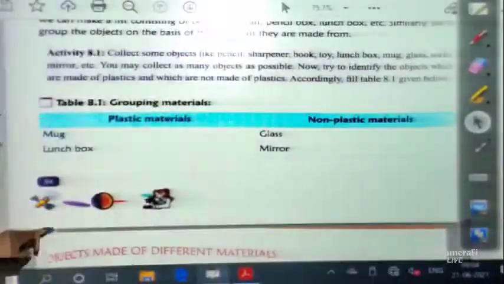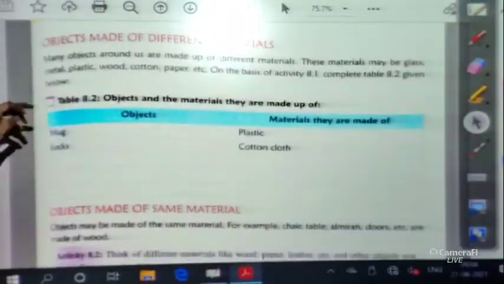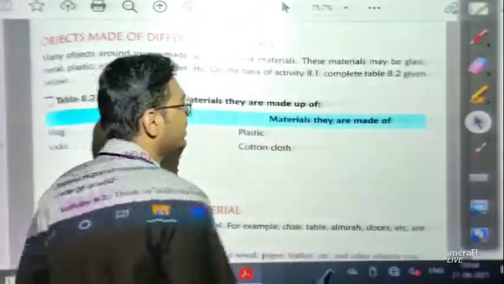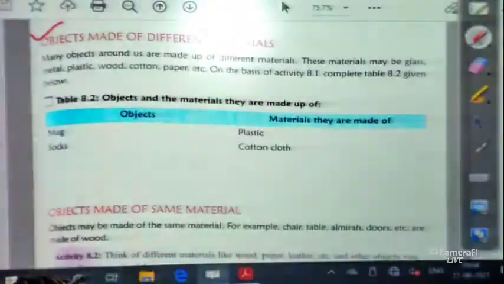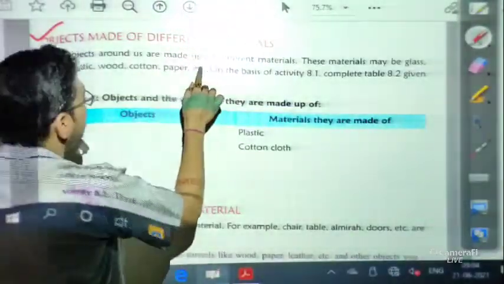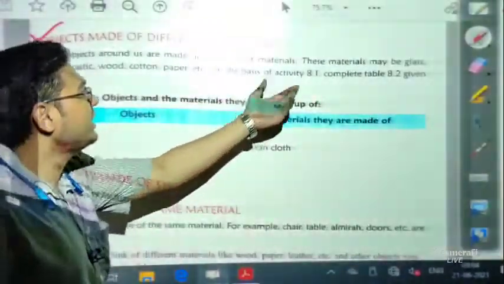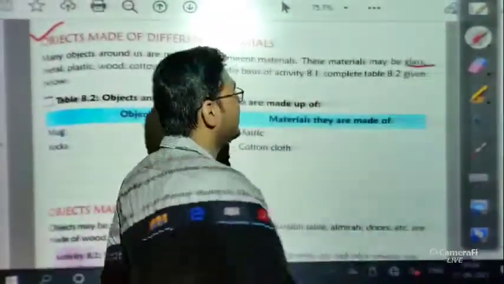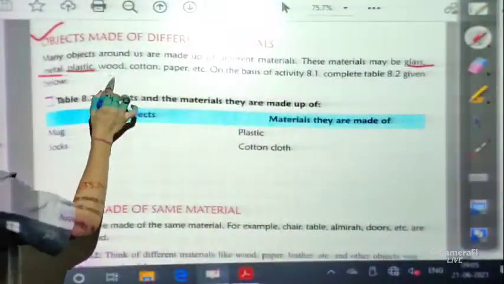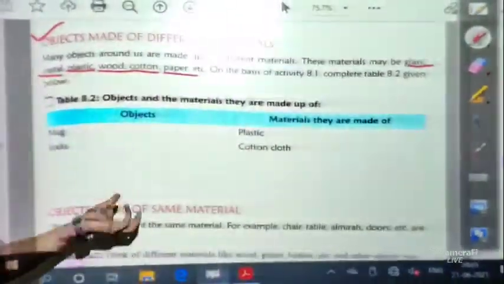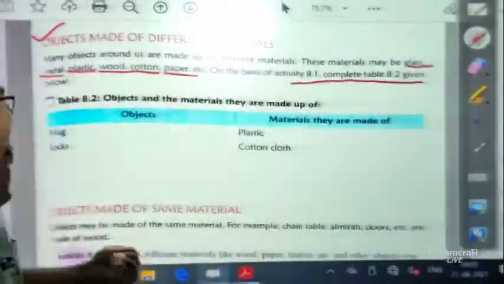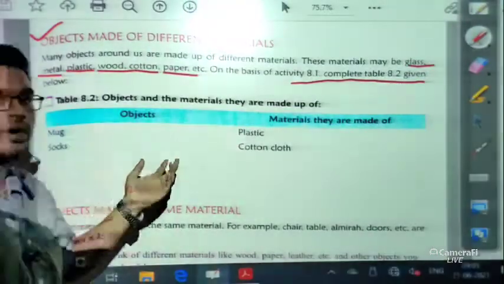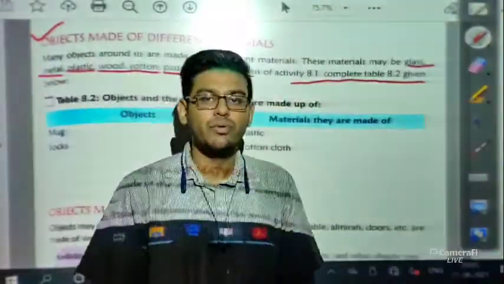Let us move to the next topic then, objects of different materials. We have already discussed that many objects around us are made of different materials. These materials may be glass, metal, plastic, wood, cotton, paper, etc. On the basis of activity 8.1, complete the table 8.2 given below. In table 8.1, what have we seen?